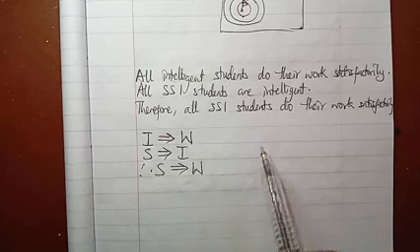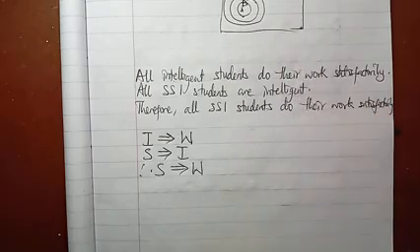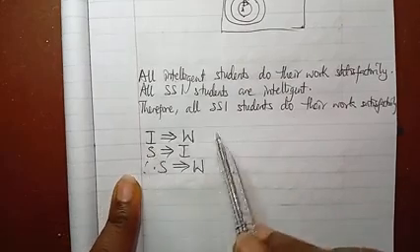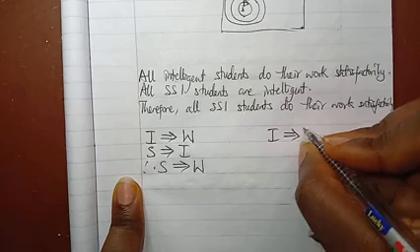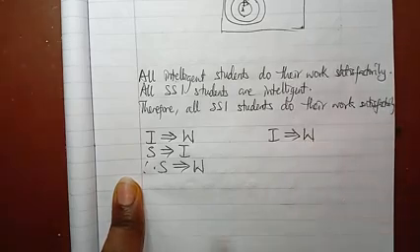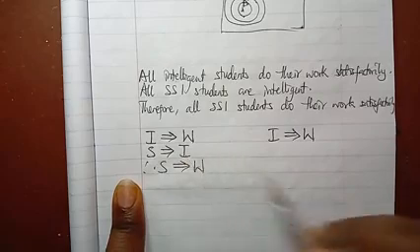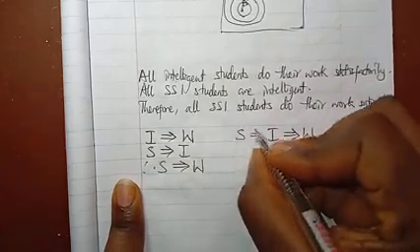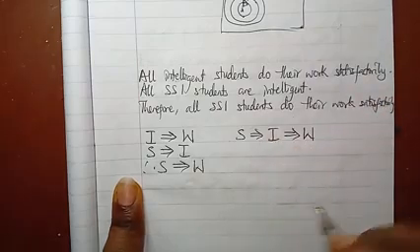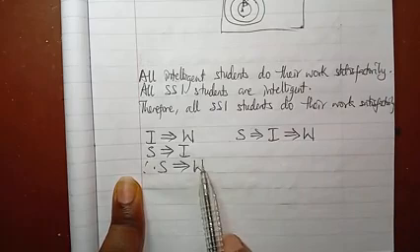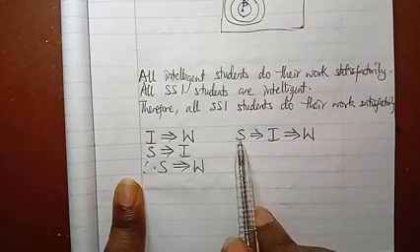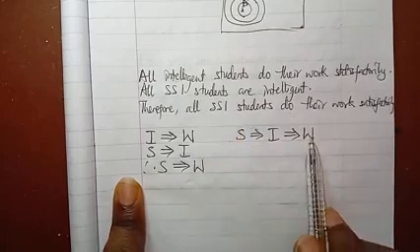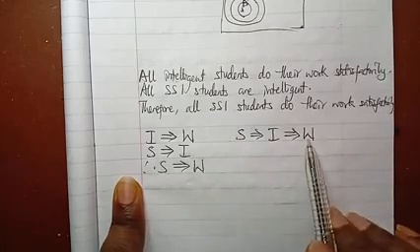So let's use the chain rule to check whether this argument is valid. Intelligent students do their work satisfactorily, so we start: intelligent students implies satisfactory work. And SS1 students are intelligent students, so SS1 students imply intelligent students. And then the conclusion says, therefore, SS1 students do their work satisfactorily. So we can see that definitely SS1 students do their work satisfactorily, so this balances out.